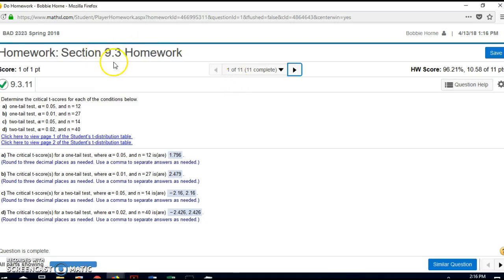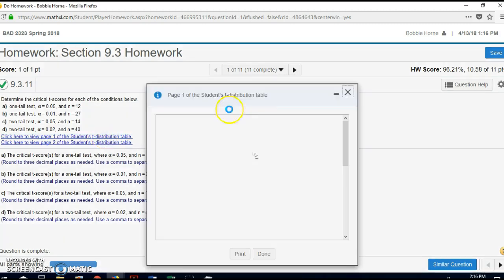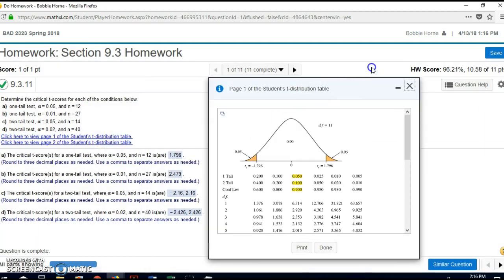Okay, we're looking at section 9.3. All we're doing here is finding the critical t-score when we know it's a one-tailed test where alpha is 0.05 and n equals 12. And we're going to look up the table. We're actually using the table.